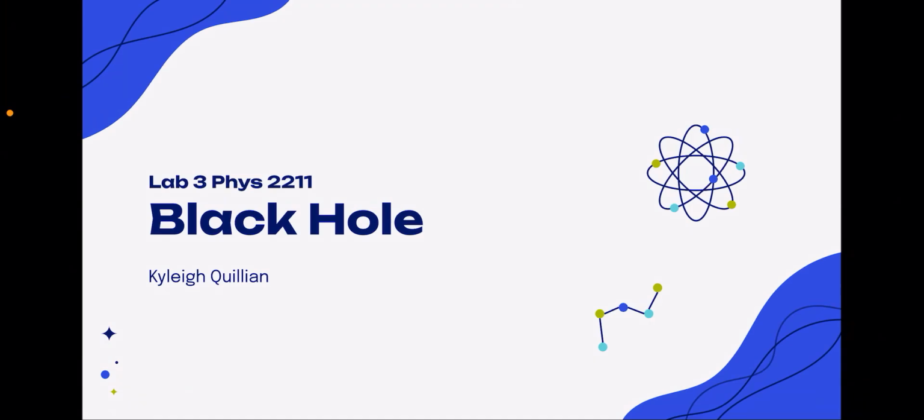Hi everyone, my name is Kyleigh Quillian, and this is my Lab 3 presentation titled Black Hole in Orbits. In this experiment, I used GlowScript to simulate a star orbiting a black hole and later a spaceship orbiting both a planet and a moon. This lab connects Newton's second law and momentum to gravitational motion in orbiting systems.